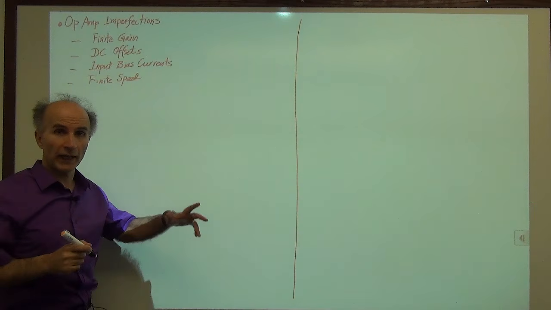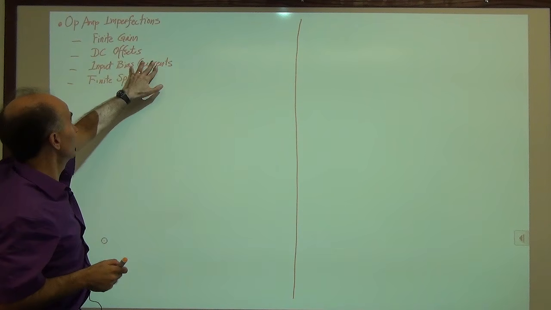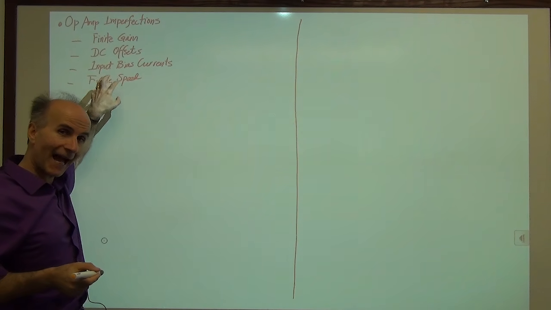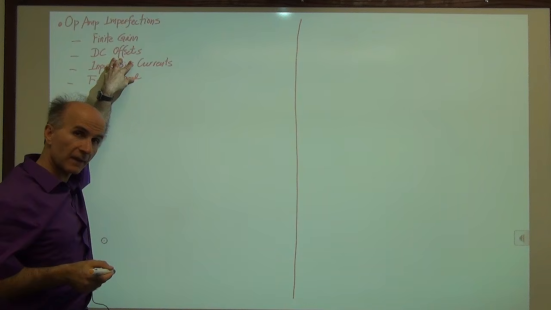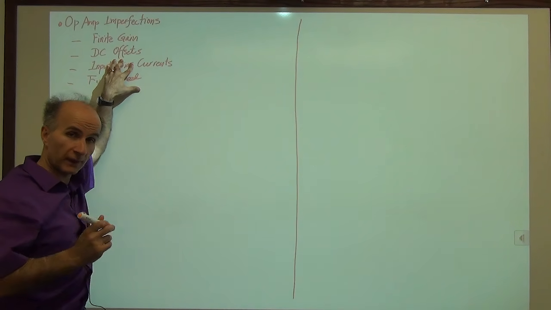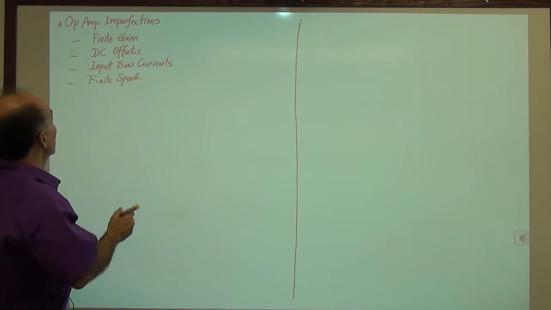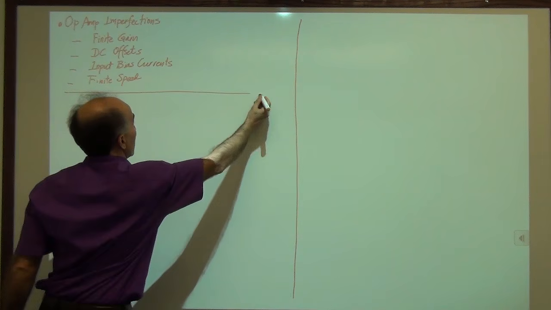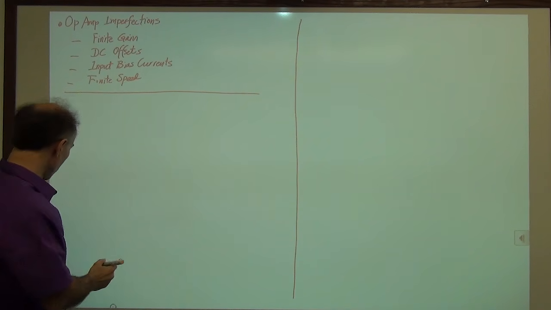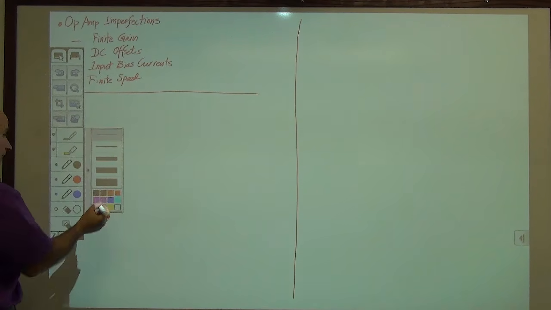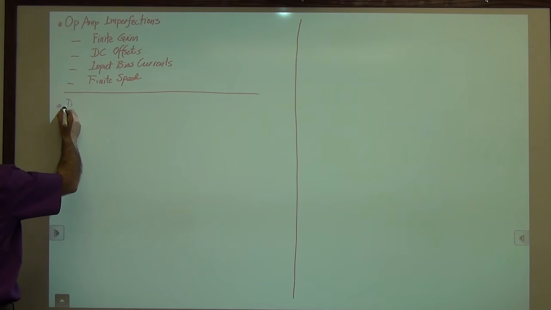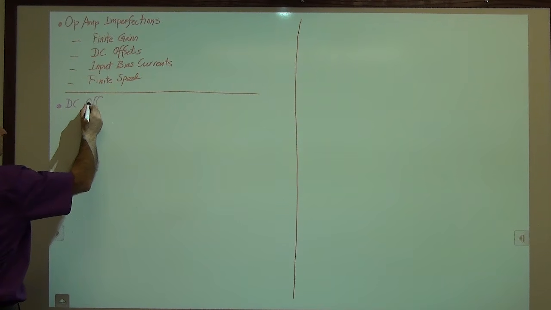An ideal op amp would have infinite gain, no offset, no bias current, and infinite speed, but the real op amp doesn't. So we have to understand how these imperfections influence the performance or even the functionality of the circuit that we're trying to build. So we'll start with the DC offsets and see what they mean and how they affect things. All right, so let's change the color of our pen. And let's talk about DC offsets.